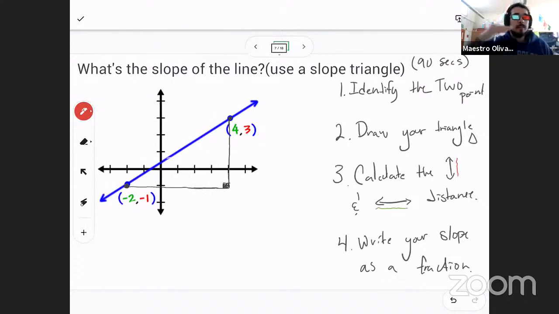Let's calculate the up-down distance. The number goes high as 3 and as low as -1. From -1 to 3, what's the distance between -1 and 3?